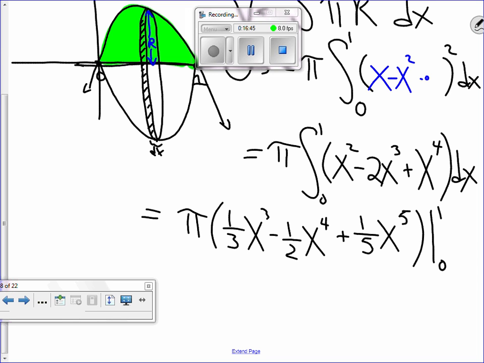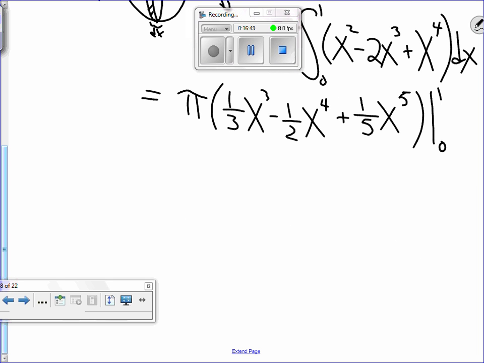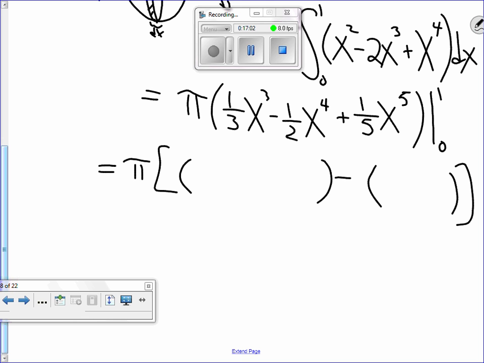All right. So now we're going to leave the pi to the end. We're going to figure out the value of this, and then our answer will be whatever that number is, pi. Okay? So I'm going to have to plug in the upper, plug in the lower, and subtract to get the value of that definite integral.